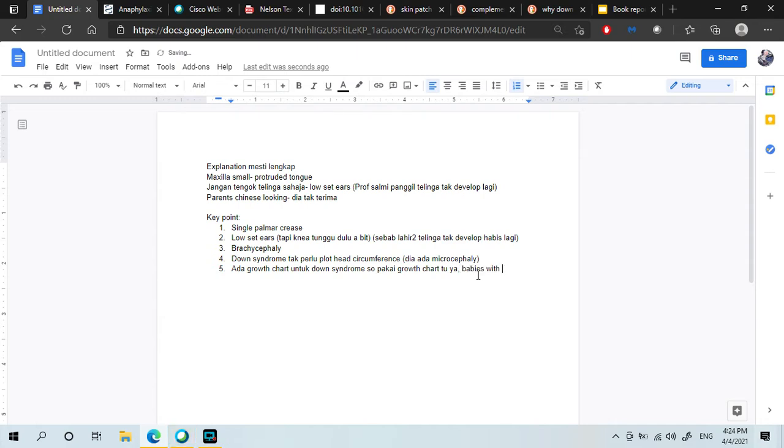So that's why kalau you plot the height of the patient, dia memang below third centile lah sebab dia short and fat. But some ada yang skinny ataupun overweight. So that's why kita plot growth chart yang Down syndrome. Head circumference because dia flat occiput, so they are microcephaly. So tak plot pun tak apa sebenarnya. Okay, kalau Down I think the weight lah yang important.